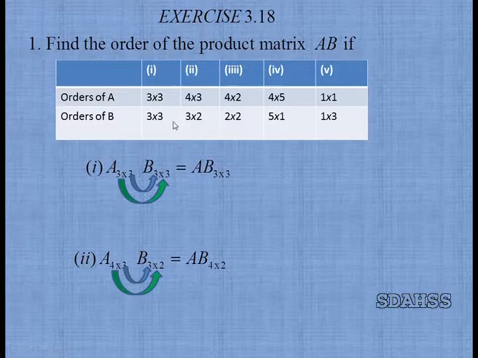Subdivision 2. Order of A is 4 cross 3 and order of B is 3 cross 2. Here the number of columns in A and the number of rows in B are both equal, so its order is 4 cross 2. If you multiply, you will get 4 cross 2.